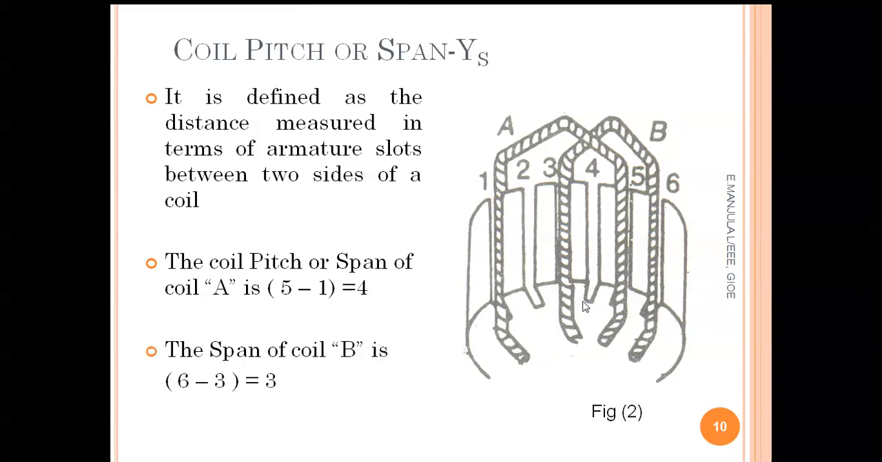Likewise, we can find the coil span of coil B. This is the sixth slot and the starting end is in the third slot. So 6 minus 3, that is 3. So the coil span of coil B is 3. The coil pitch of coil B is 3.